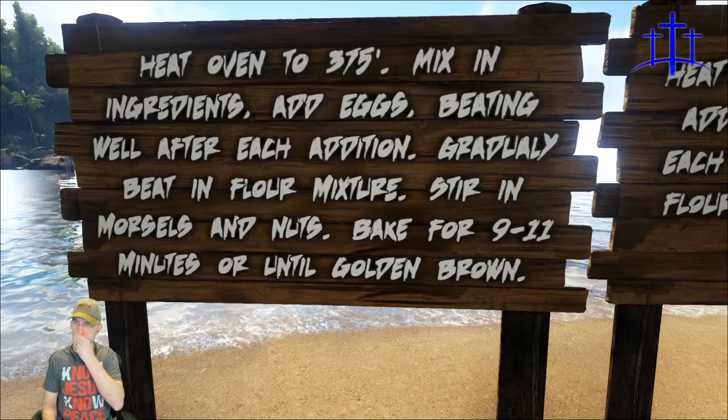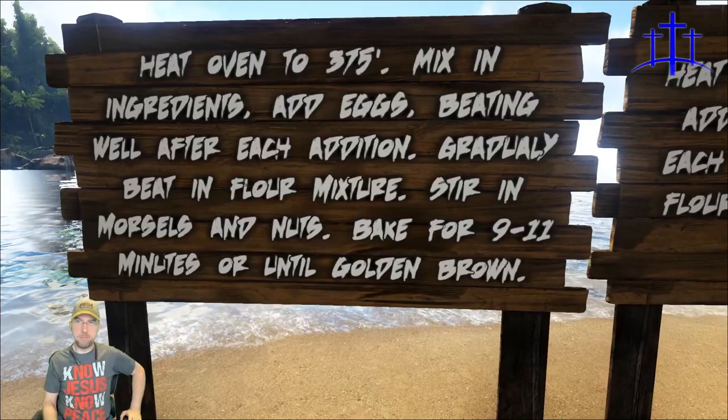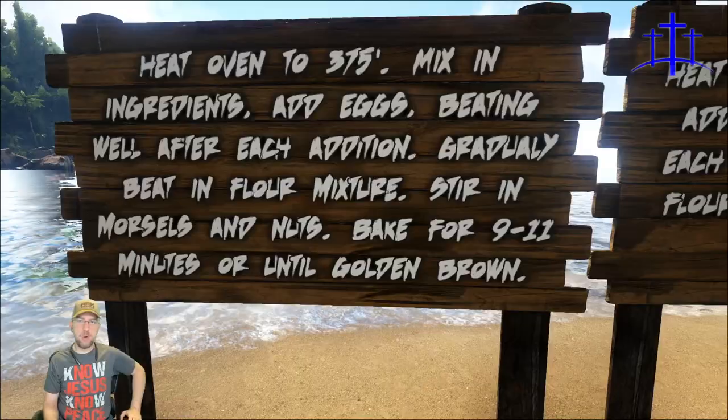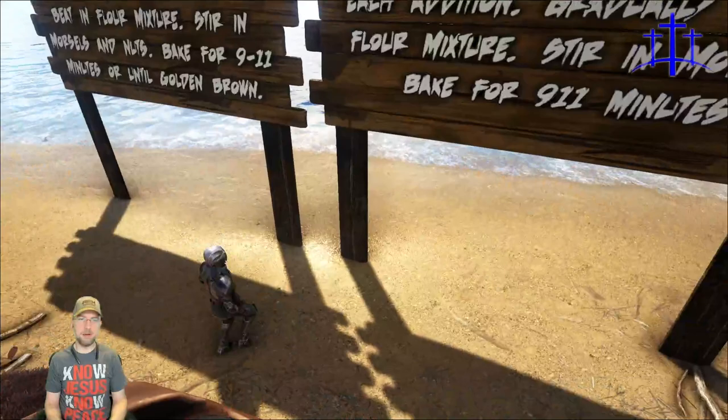Paul says 2 sticks. Okay, there we go. So we got heat oven to 375 degrees. Mix in ingredients. Add eggs, beating well after each addition. Gradually beat in flour mixture. Stir in morsels and nuts. Bake for 9 to 11 minutes or until golden brown. Morsels. I'm thinking that's chocolate chips. I think you might be right.